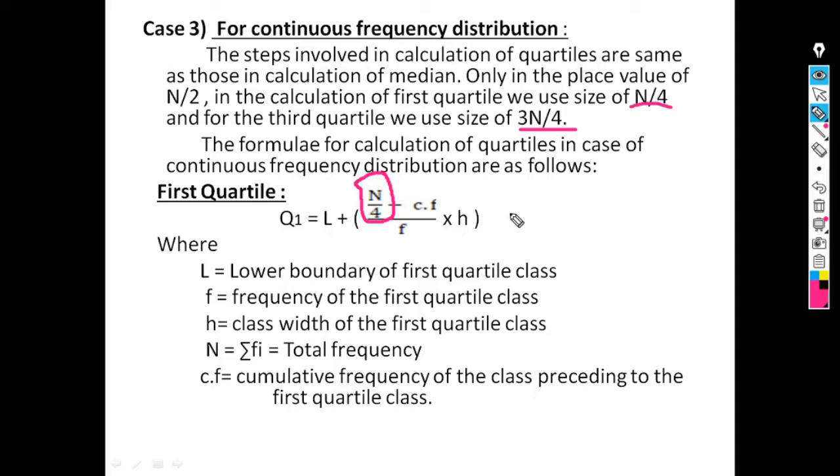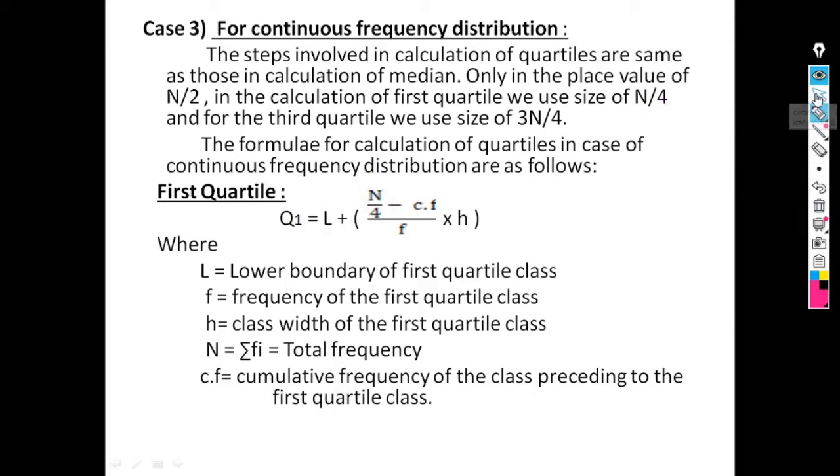After defining the Q1 class, L is the lower boundary of the first quartile class, f is the frequency of the first quartile class, h is the class width of the first quartile class, n is the total frequency, and Cf is the cumulative frequency of the class just preceding the first quartile class.